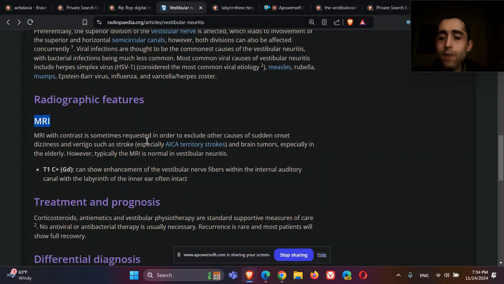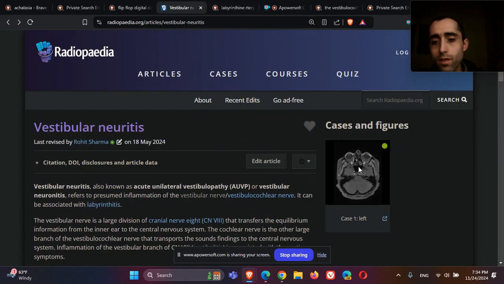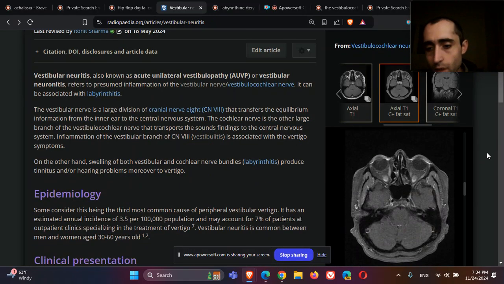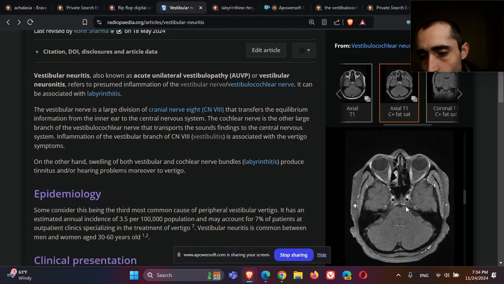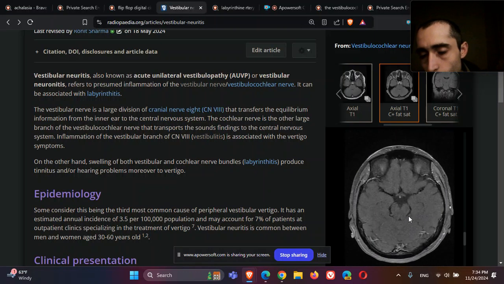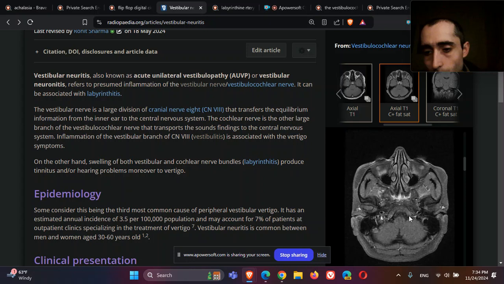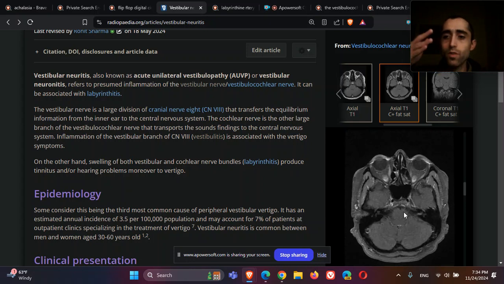And then after this, the MRI is usually normal in vestibular neuritis, but you may see T1 enhancement with gadolinium, contrast-enhanced T1, as you can see here. Now, where should you look? Remember that the vestibulocochlear nerve is the eighth nerve. After the facial nerve, you have the abducens, facial, vestibulocochlear, and glossopharyngeal, vagus. Remember this order.